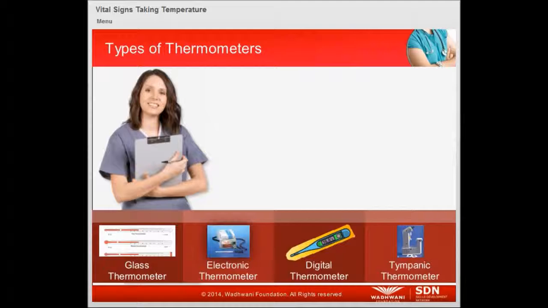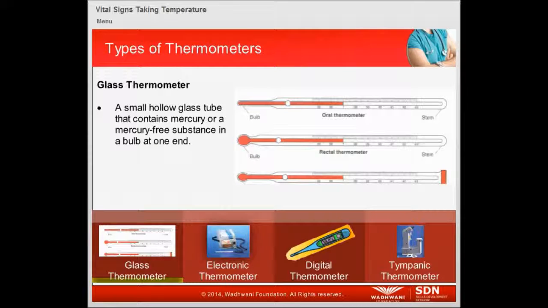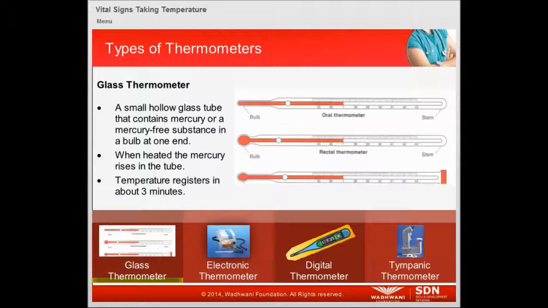The thermometer is a device used for measuring temperature. There are different types of thermometers. Click each image to know more. The glass thermometer is a small hollow glass tube that contains mercury or a mercury-free substance in a bulb at one end. When the glass tube is heated, the mercury rises in the tube and the temperature is registered in about 3 minutes.